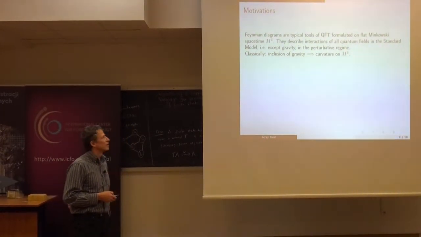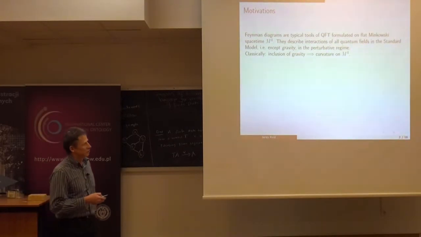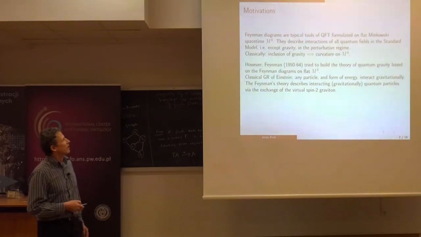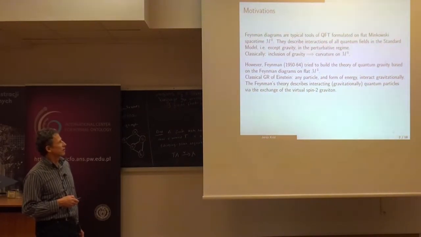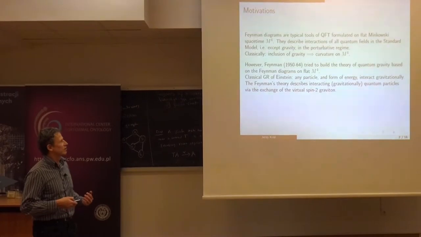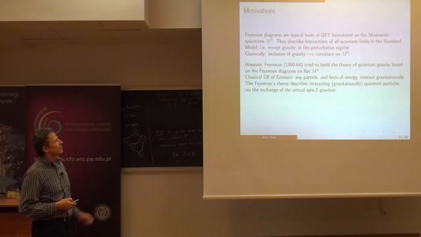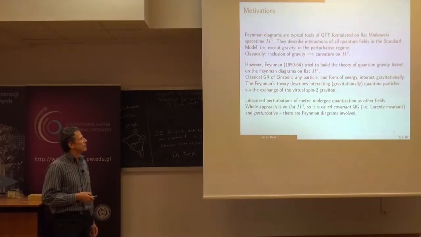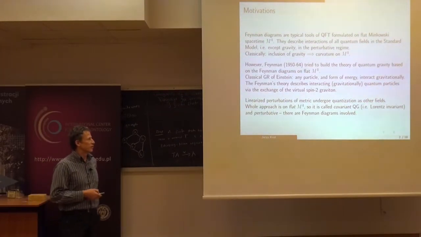From general relativity, we know that when we want to introduce gravity into the picture, we should consider this on a curved Lorentzian manifold. Feynman tried to build a quantum theory of gravity also based on Feynman diagrams, which means he formulated particles interacting gravitationally, quantum gravitationally, on flat Minkowski space-time. The interactions are carried by a spin 2 particle, the graviton. In fact, the quantum field undergoing quantization in this approach was a linearization of the metric field.